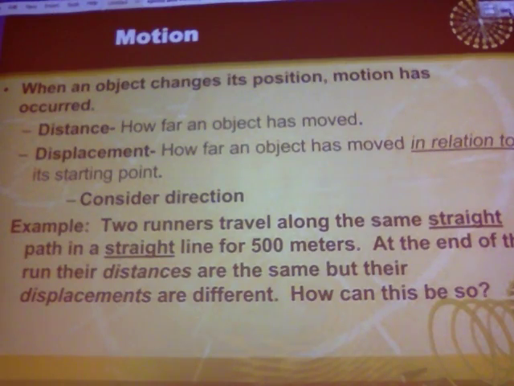Our example here, two runners travel along the same straight path in a straight line for 500 meters. At the end of their run, their distances are the same, but their displacements are different. How can this be so? I'd like for you to answer in your Cornell notes how these runners could have the same distance but different displacements, and we'll talk about this Monday before our lab.